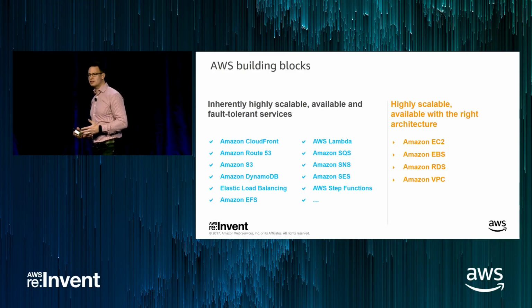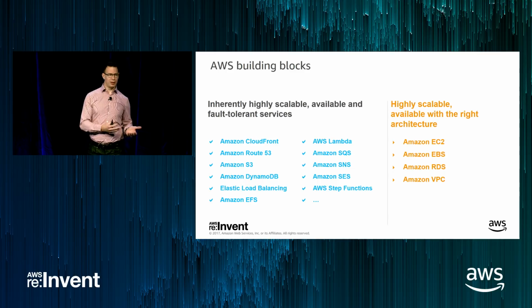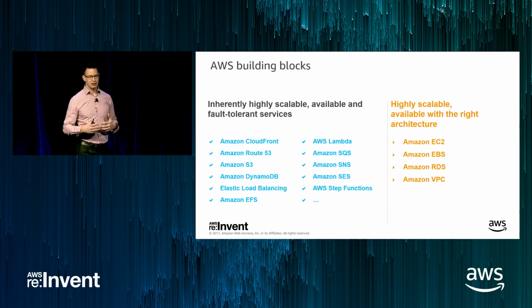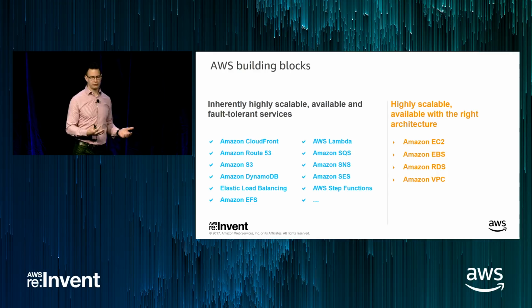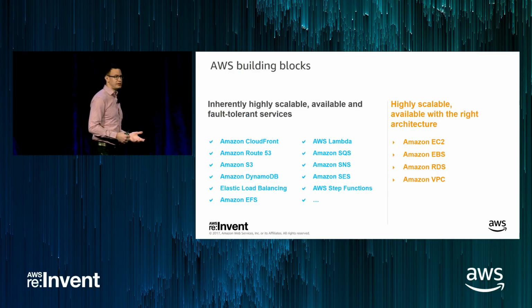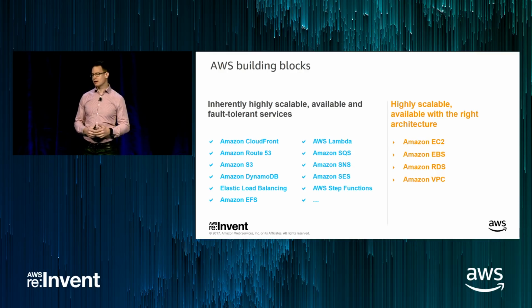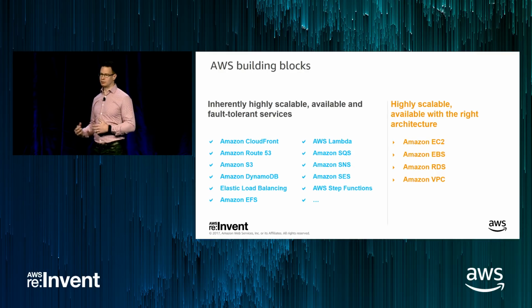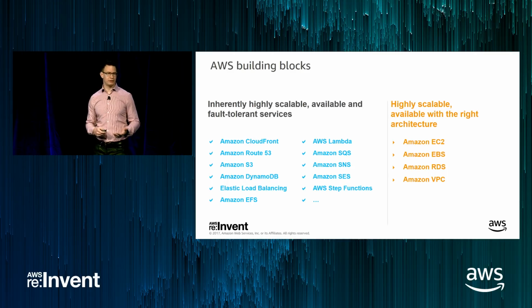Now, AWS services come in two flavors. Those that are managed by AWS on your behalf, and those are inherently highly scalable, highly available, and fault tolerant straight out of the box. You just use them, and they'll do that for you. Things like CloudFront, S3, Lambda, which we'll cover today. And then there are other services that can be highly available, highly scalable, and fault tolerant, depending on the architecture that you use. If you architect them right, you can absolutely do that. Things like EC2 and relational database service.